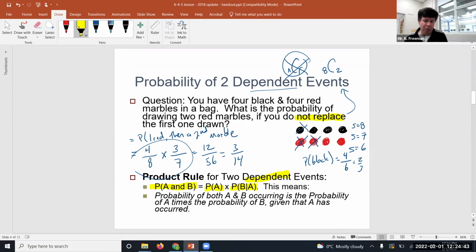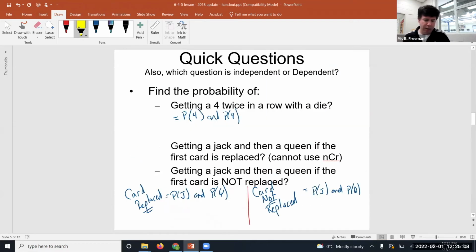It's really just the probability of both A and B occurring is the probability of A times the probability of B, given that A has already occurred. A lot of students don't focus on this formula at all. They just take the common sense approach of every single time I'm multiplying by the new event, I have to change the numerator or the denominator based on what occurred. So that is dependent events.